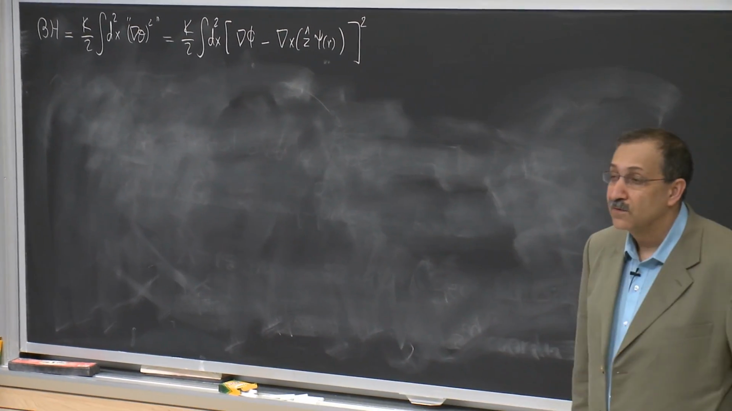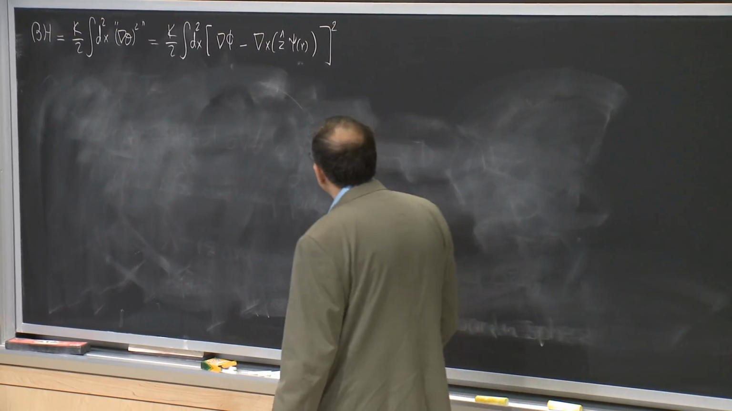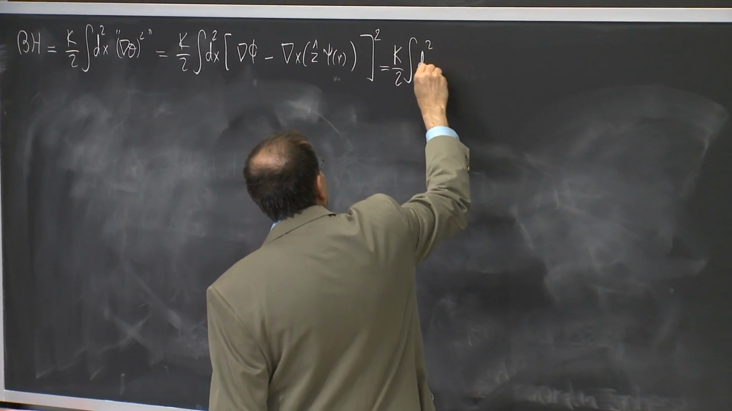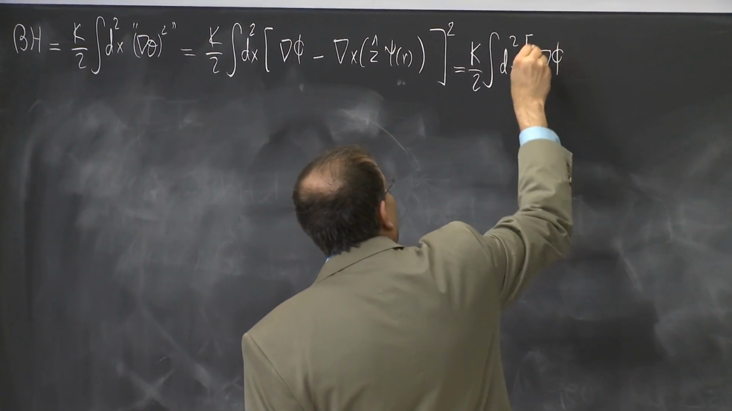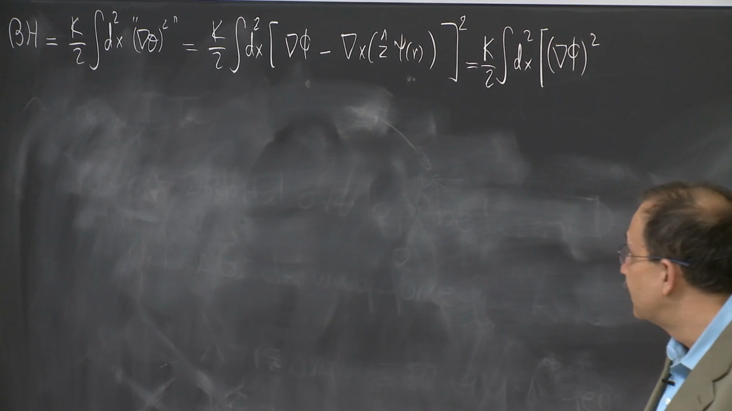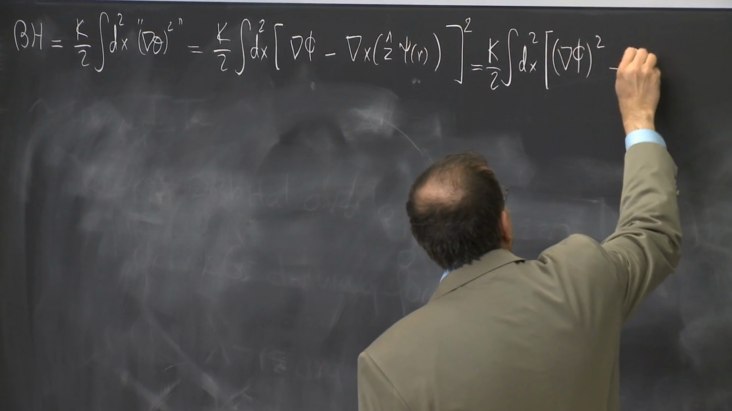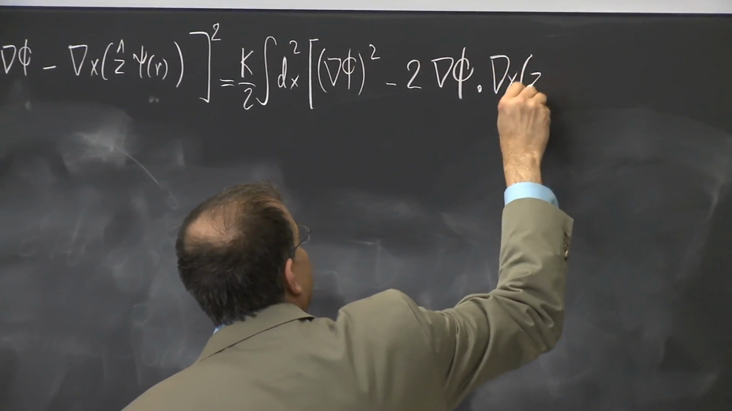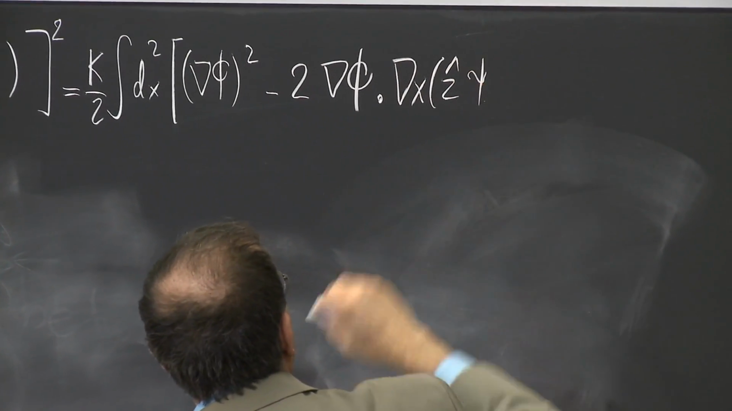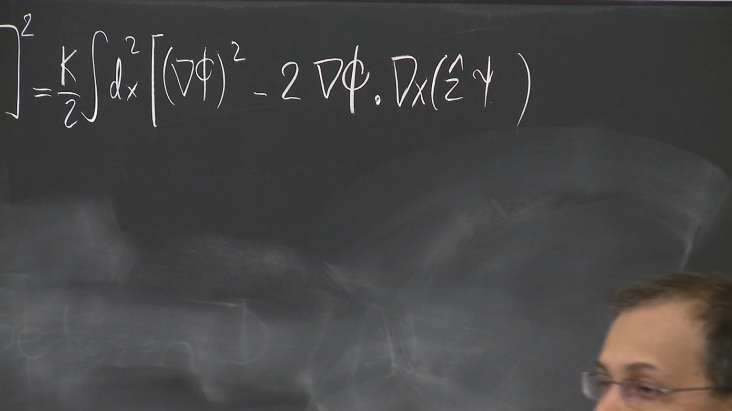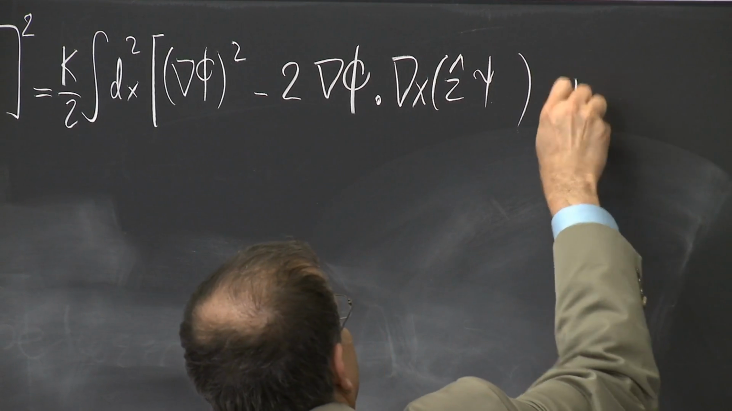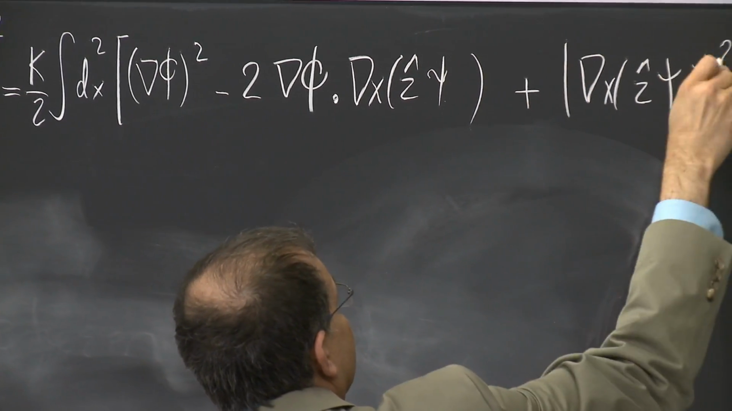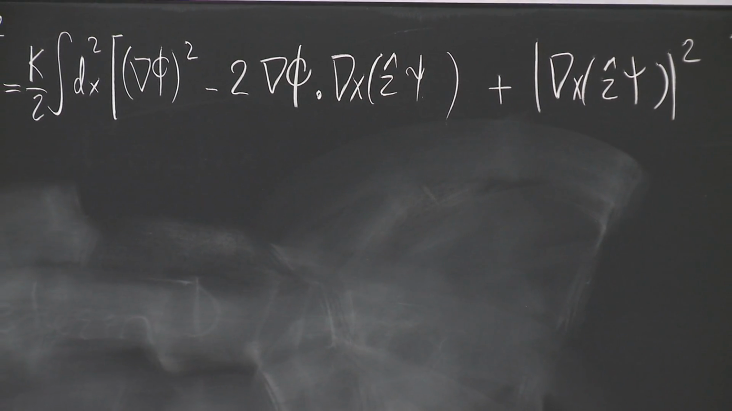This is my gradient squared. And if I expand this, I will have 3 terms. I have a gradient of this phi squared. I have a term which is minus 2 gradient of phi dot producted with curl of z hat psi. And I have a term that is curl of z hat psi squared. Okay.